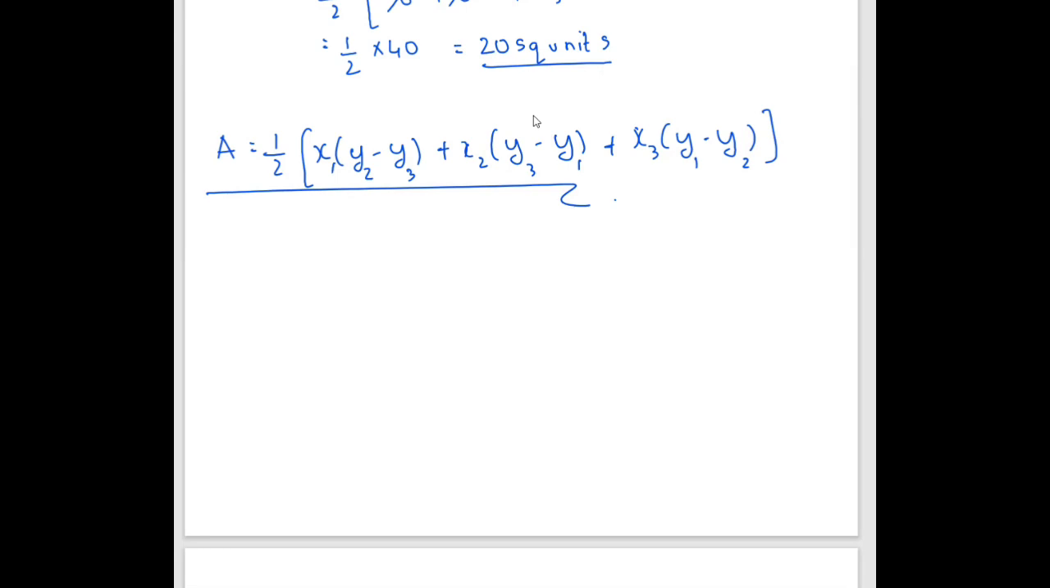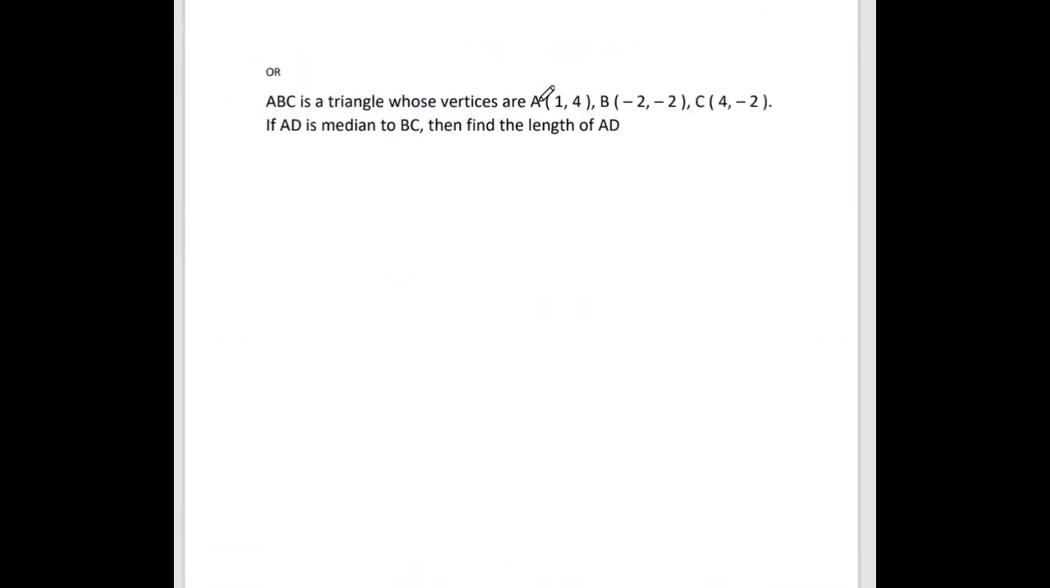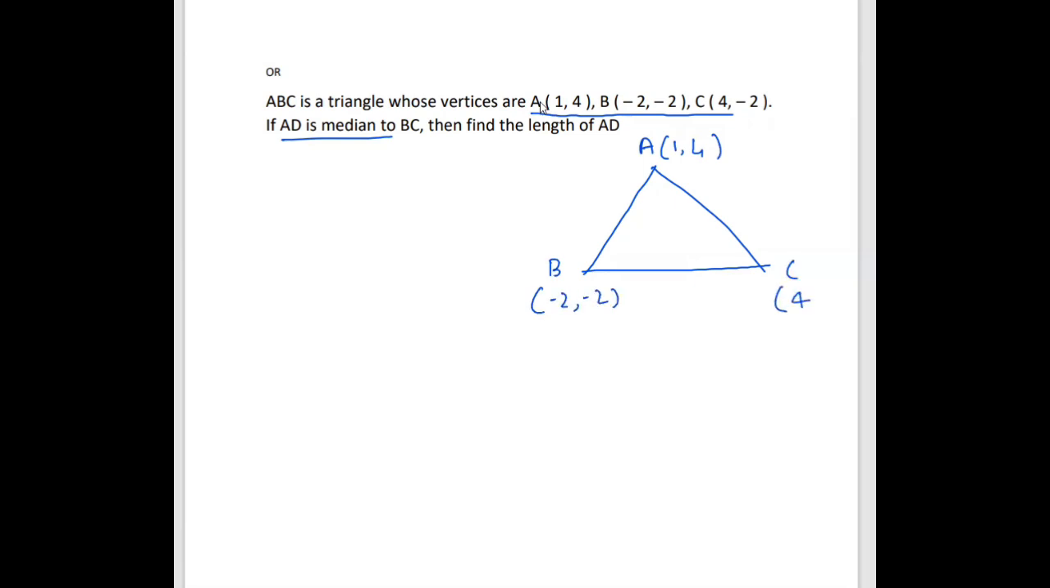So now we'll go to the OR question. Here it is very simple, simpler than that, but you should be very careful when you solve. ABC is a triangle whose vertices are given. Let me draw the triangle. This is A, I'll write the coordinates. This is B, with coordinates minus 2, 2. And this is C, with coordinates minus 4, minus 2. Then let us read the question.